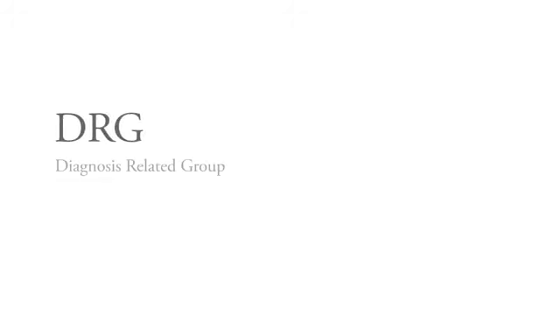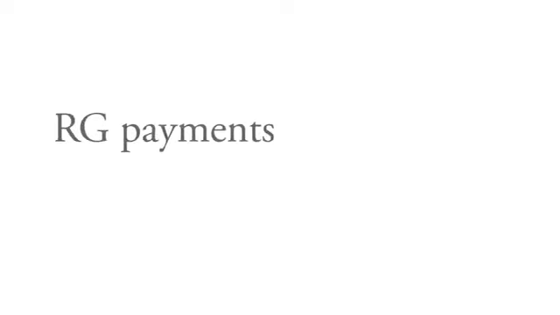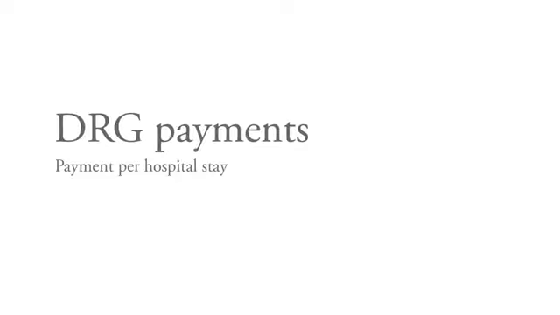A common method for paying hospitals, generally for inpatient care they provide, is what we call a DRG system. DRG is an acronym, of course, that stands for Diagnosis Related Group. So let's talk about what these DRGs are and how a DRG payment system works. In a DRG system, hospitals are paid a flat payment for each discharge. And by discharge here, we mean the end of a hospital stay.